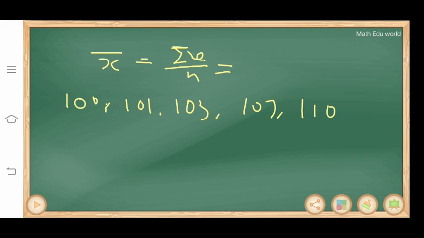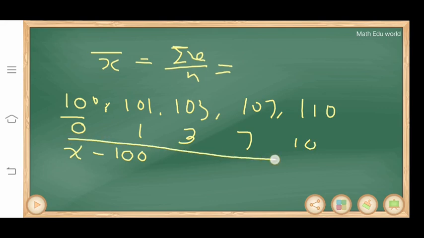Like from the observation x, we may subtract a number. Usually let me take a number, I'm taking a number 100. I'm subtracting number 100 from every observation. So here the data become 0 because 100 minus 100 is 0. The second data 101 minus 100, it's 1. 103 minus 100, 3. 107 minus 100, 7. 110 minus 100, it's 10.